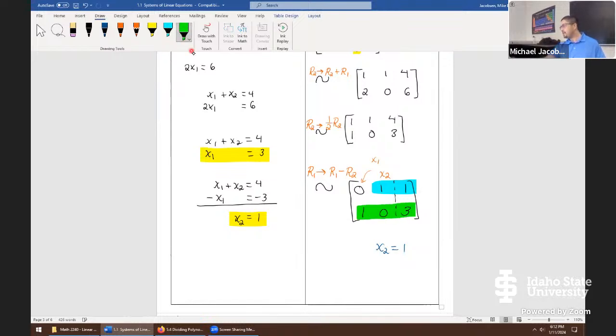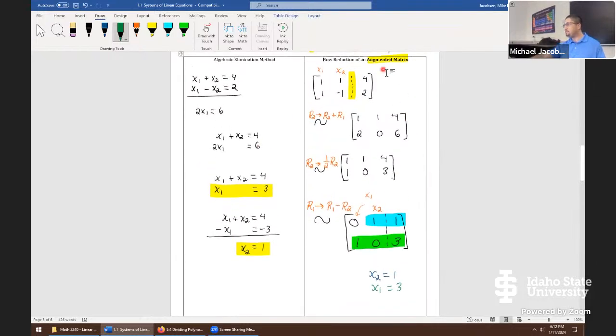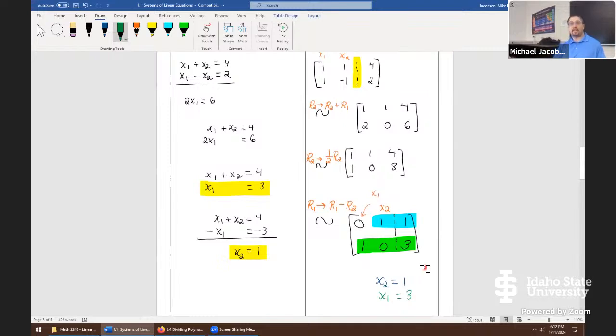Row 2 is saying, well, this 1 is relative to x1. So 1 times x1 plus 0 times x2 is equal to 3. Or definitely better to just say x1 equals 3. So somehow, some way, this weird number game that we did over here is all you really need to get the same exact solution, 1, 3. Any questions, folks, on that last step there?